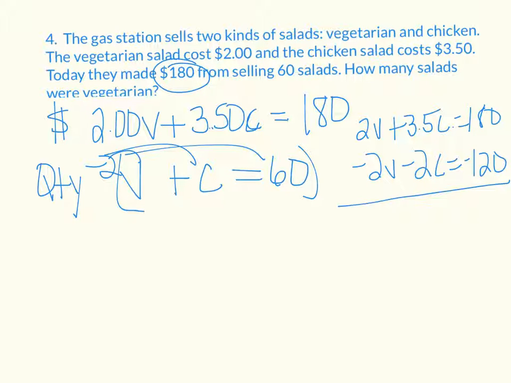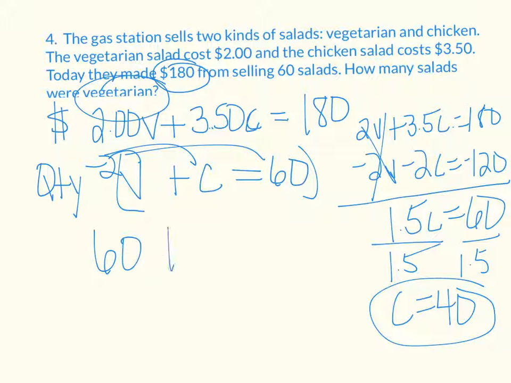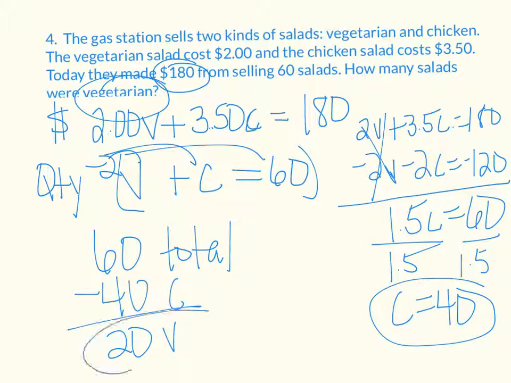Okay, now we're going to add. My V's went away. So 3.5 minus 2 is 1.5C. And then 180 minus 120 is 60. Right, divide by 1.5. And C equals 40. So there were 40 chicken salads. Okay, but it's asking about vegetarian. So now remember, we have 60 salads total. If 40 were chicken, then there'd be 20 left over, and those would have to be the vegetarian salads. Okay, so there are 20 vegetarian salads.